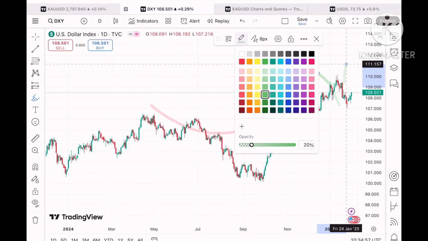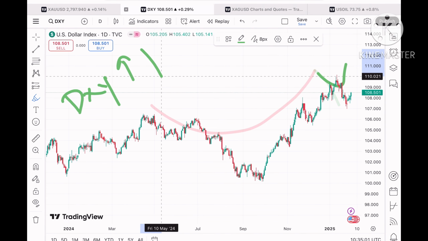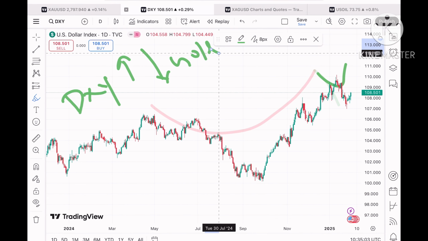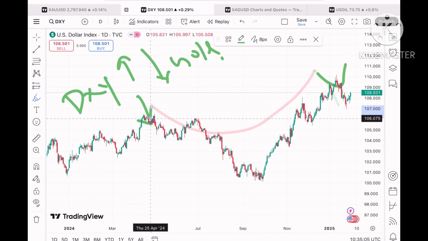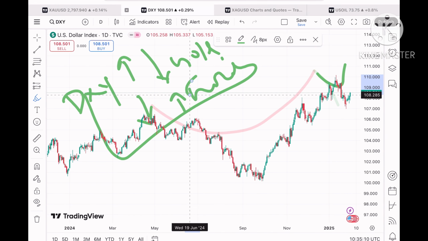And when the dollar index started going upside, as I have already explained, we will see the gold price come down. Similarly, if the dollar index started going down, we will see the gold price go up. This is how we have seen the market.